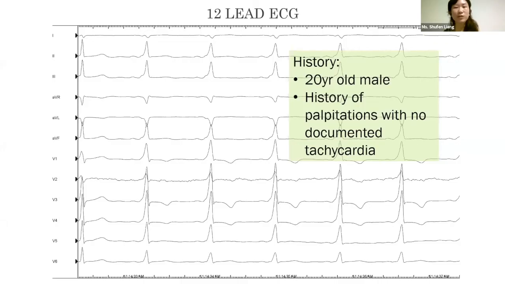This is the patient's 12-lead ECG. The patient is a 20-year-old male with a history of palpitations but no documented tachycardia. Okay, any comments on the ECG? Definitely very excited.